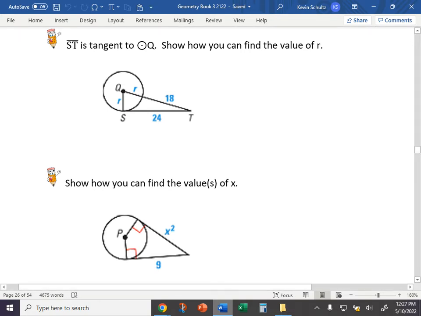Next one. ST is tangent to circle Q. Show how you can find the value of R. So this time, we're told that ST is a tangent line, so we know that that's a right angle there. We want to find the radius of the circle.